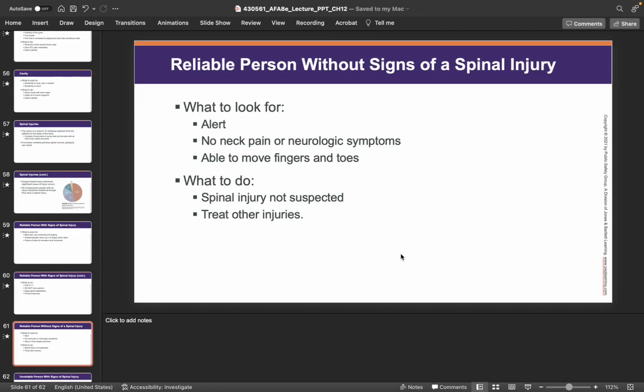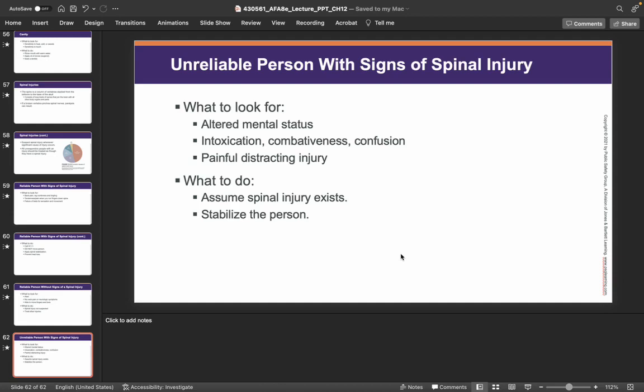So this slide is referring to somebody that is responsive but doesn't have signs of a spinal injury after a big accident. So some things to watch for, just because they don't have pain right on their spine, we want to make sure they are staying alert. We want to make sure that neck pain isn't appearing or they're not starting to get neurological symptoms and that they're able to move their extremities. Okay. If the spinal injury is not suspected, then you're just going to treat their other injuries.